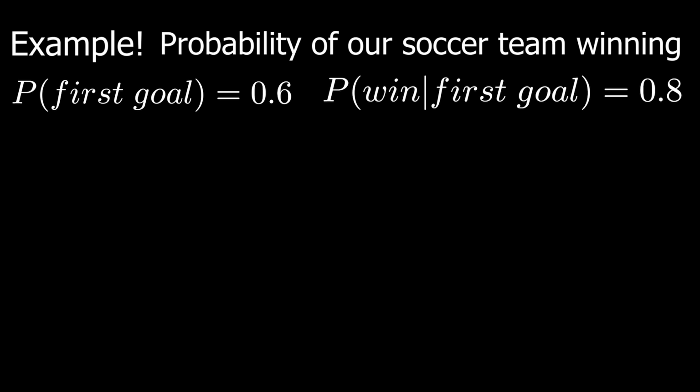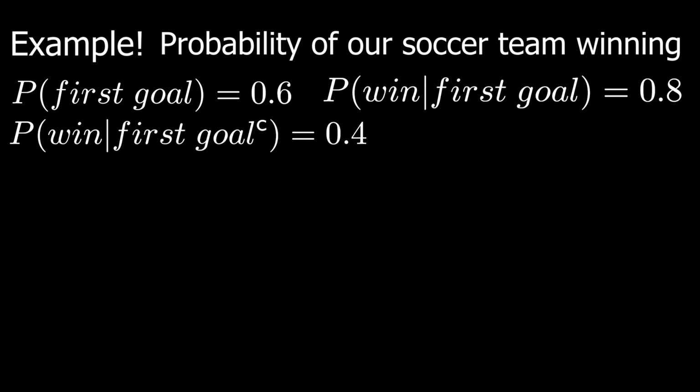How can you use this? Example time. What is the probability that our soccer team wins? We know that the probability of our team making the first goal is 0.6. We also know that the probability of our team winning, given that they have made the first goal, is 0.8. The probability of our team winning, given that they haven't made the first goal, is 0.4. How do we solve this?